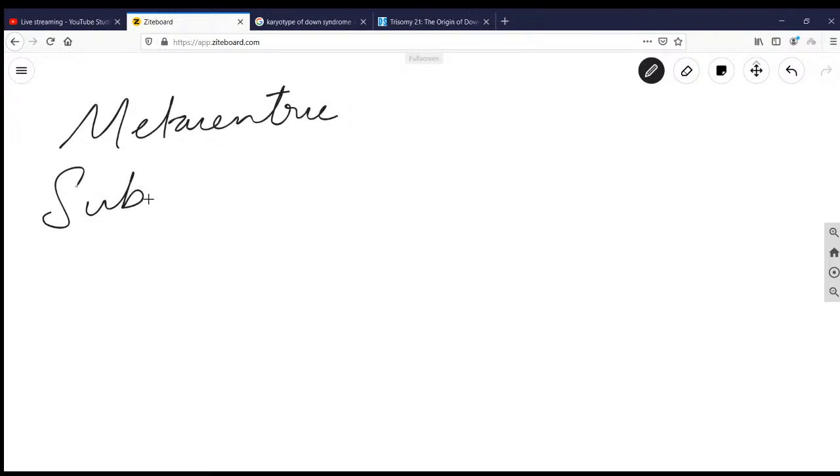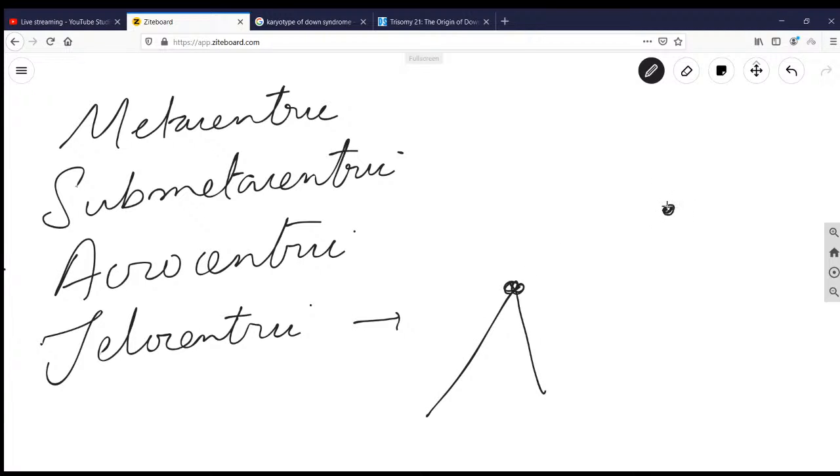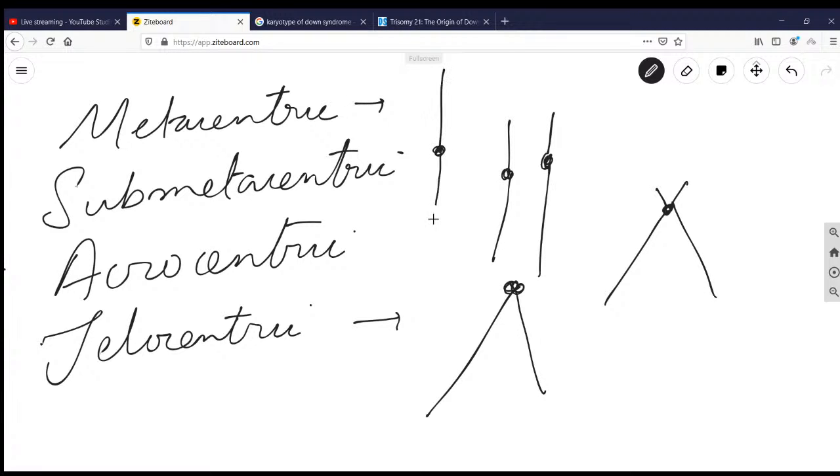We have submetacentric. Then we have acrocentric. Then we have telocentric. Telocentric does not have any short arm. It is like this only. Acrocentric will have a very small short arm like this. Submetacentric will have a long arm and a short arm. Metacentric will have almost two arms which are equal in length, like this. So these are, simply, four types of chromosomes.